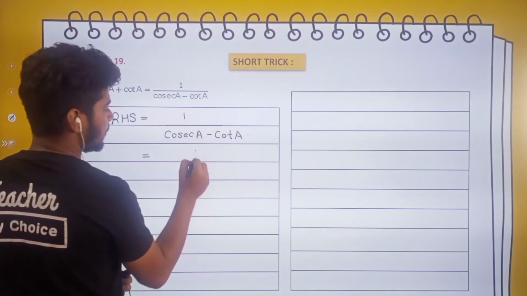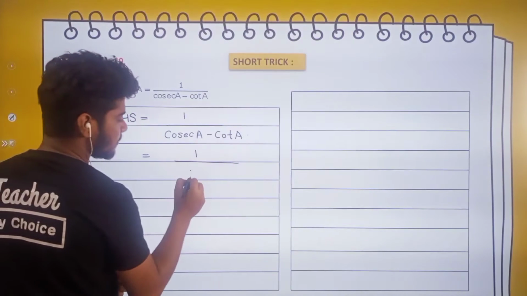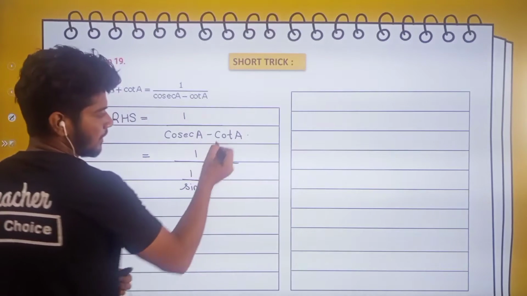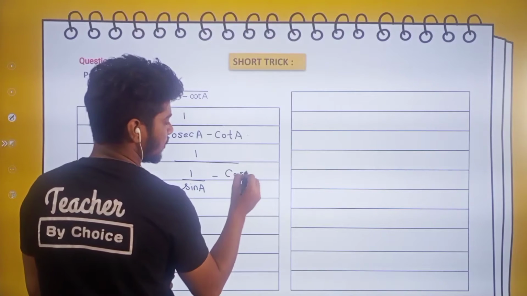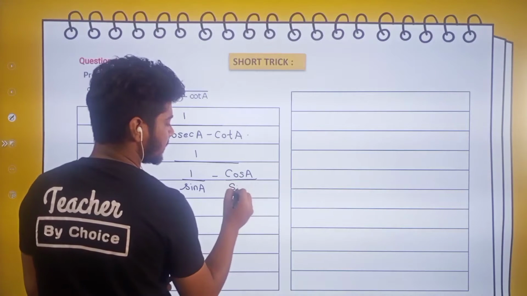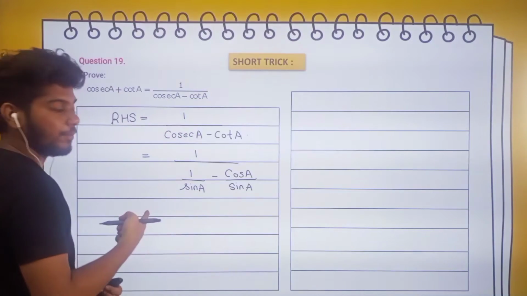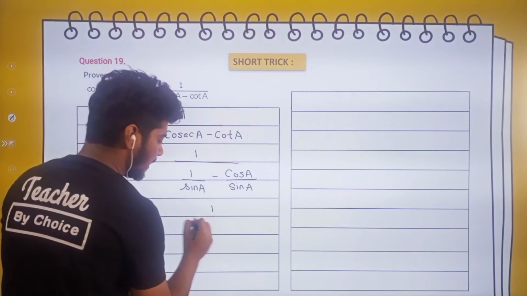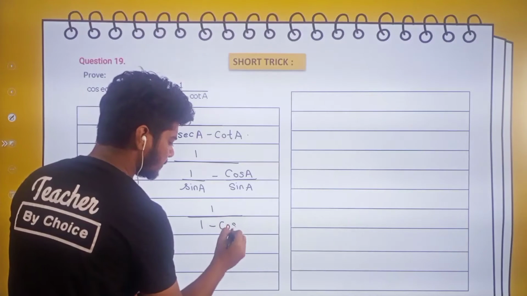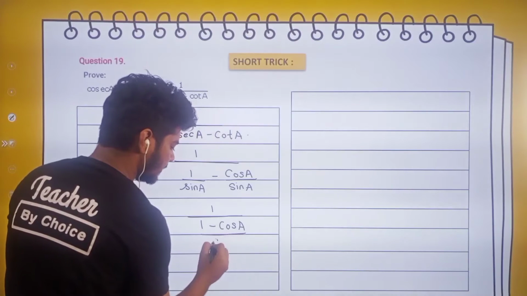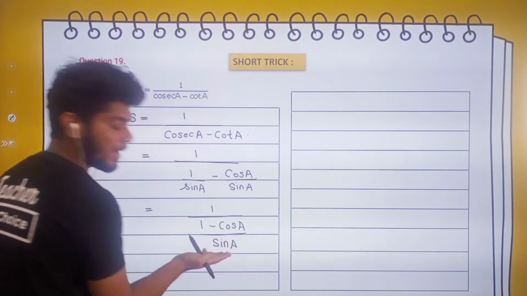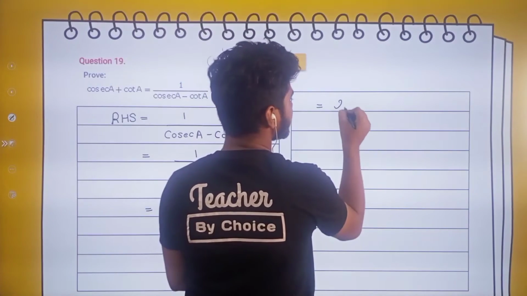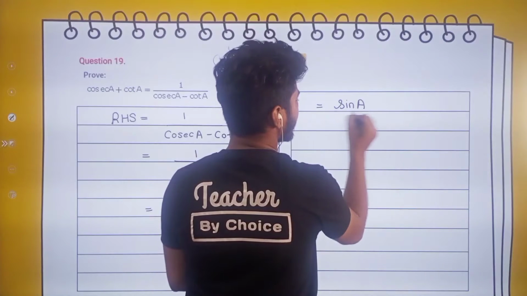Now how will we convert cosec a? Cosec a is 1 by sin a, minus cot a, which is cos a upon sin a. I hope you are with me right now. How will we simplify this? Taking sin a common, you are left with 1 minus cos a upon sin a. This sin a will go up. What you will get? Sin a upon 1 minus cos a.